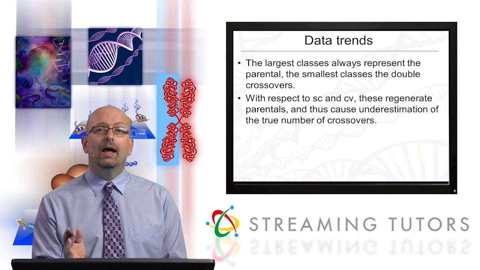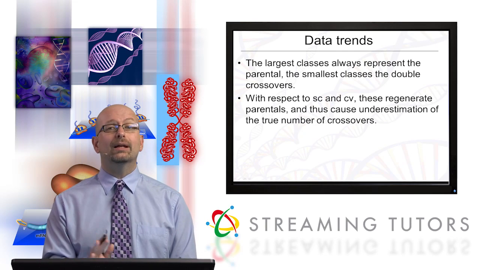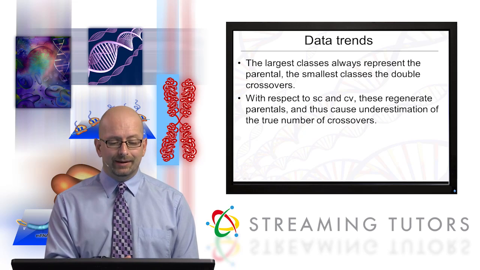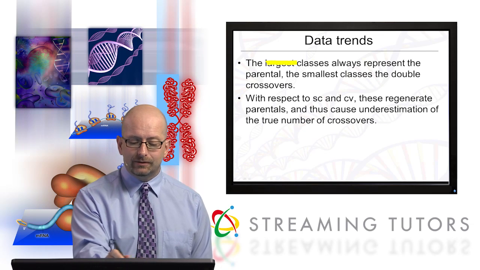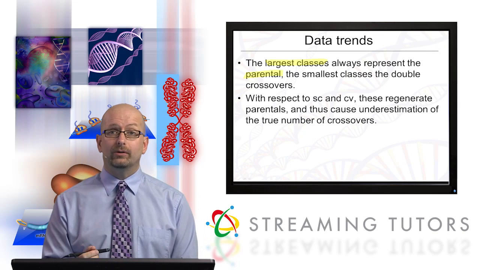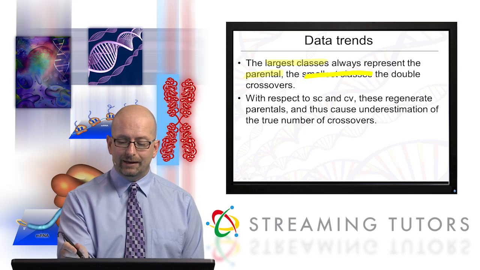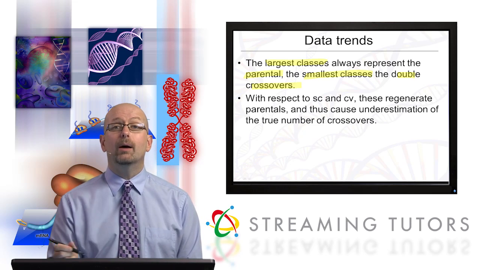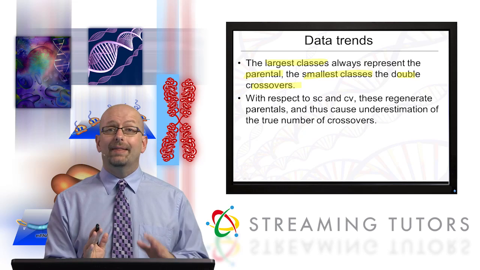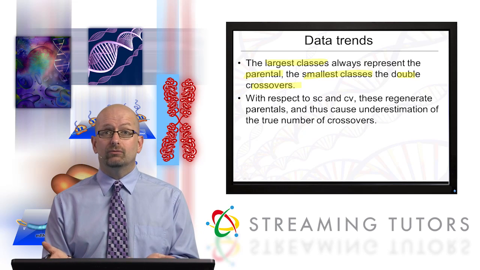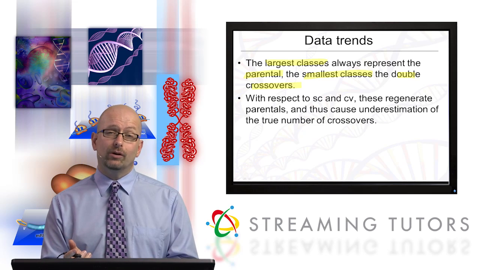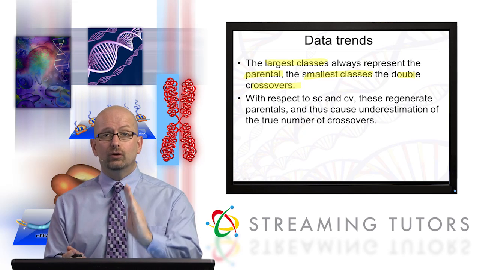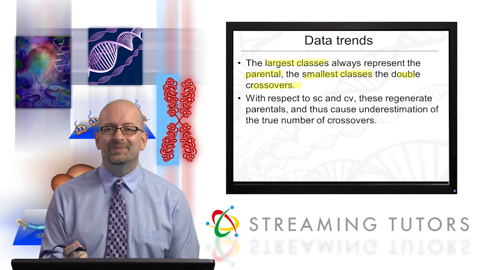Excellent. So I think we've said some of these things, but let's just make sure. Data trends. The largest classes always represent the parental. The smallest classes always represent the double crossovers. That's in case they don't tell you, and there's no other way to find out. Sometimes you're under time pressure as well, right? So that's a good general rule.